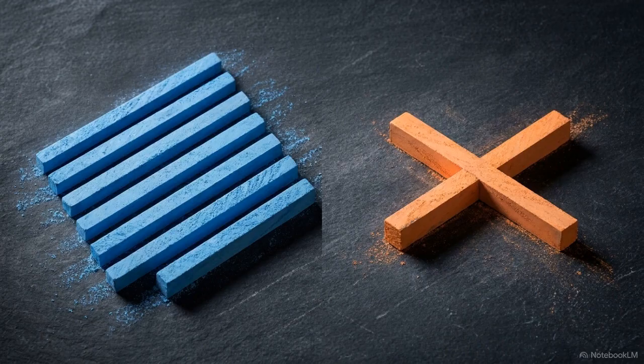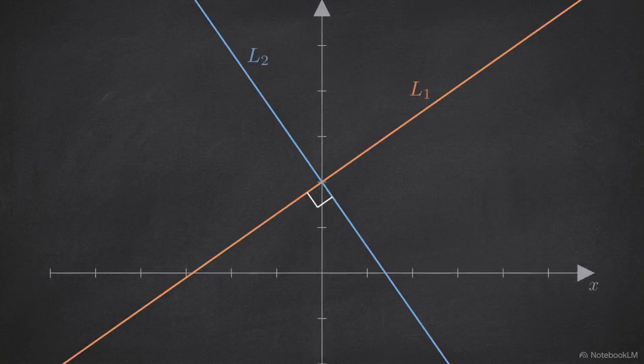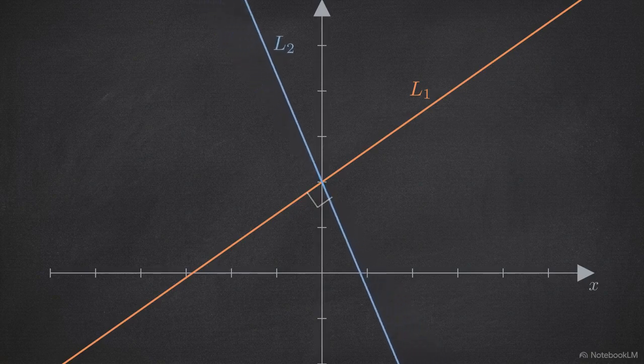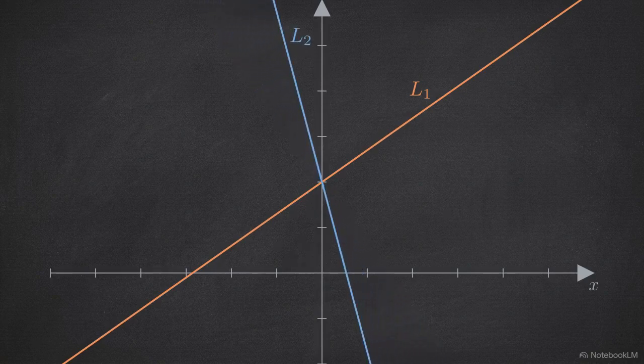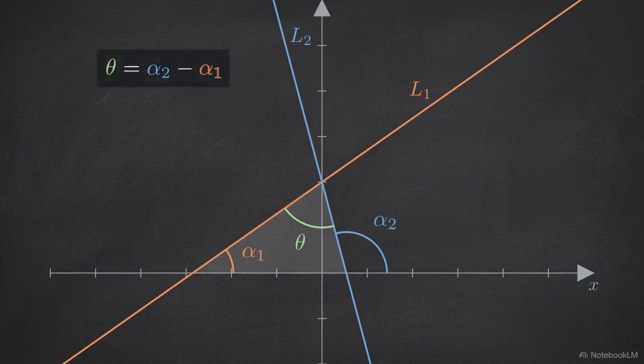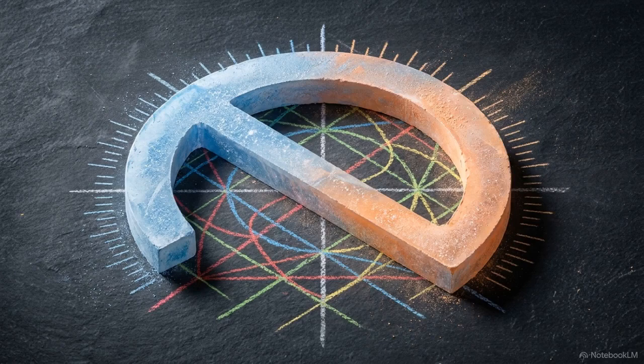Parallel and perpendicular lines represent the limit cases of geometric interaction, the 0-degree and 90-degree extremes. What happens when L2 breaks free and settles at an arbitrary non-vertical angle of intersection? The intersecting lines and the x-axis now form a triangle. We identify theta, the acute interior angle where the two lines meet. By applying the exterior angle theorem, we prove that theta is simply the difference between their individual inclinations, alpha 2 minus alpha 1. We initiate the algebraic translation by taking the tangent of this geometric difference.